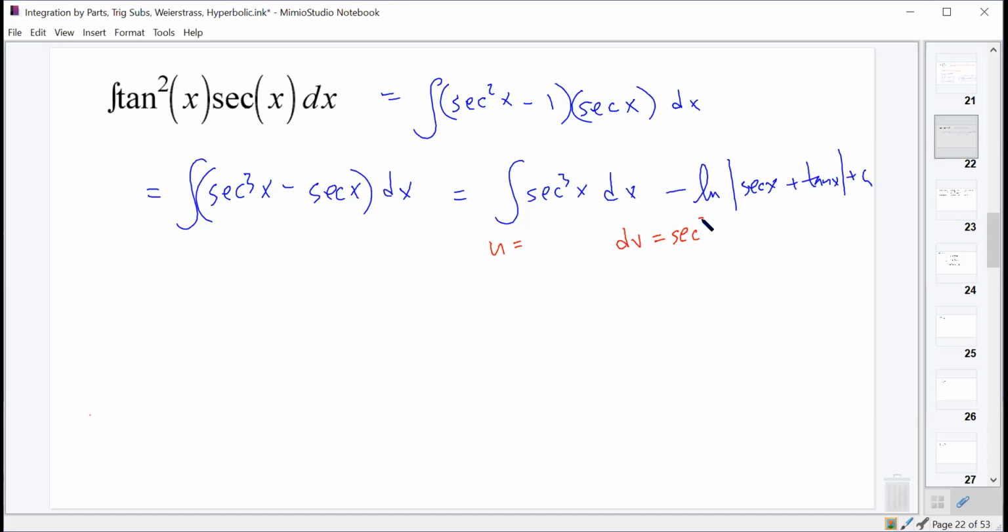Secant squared does, right? So let's make dv secant squared x dx, which would make u secant x, which would make du secant x tangent x dx, and v just tangent x. Everybody good with that?